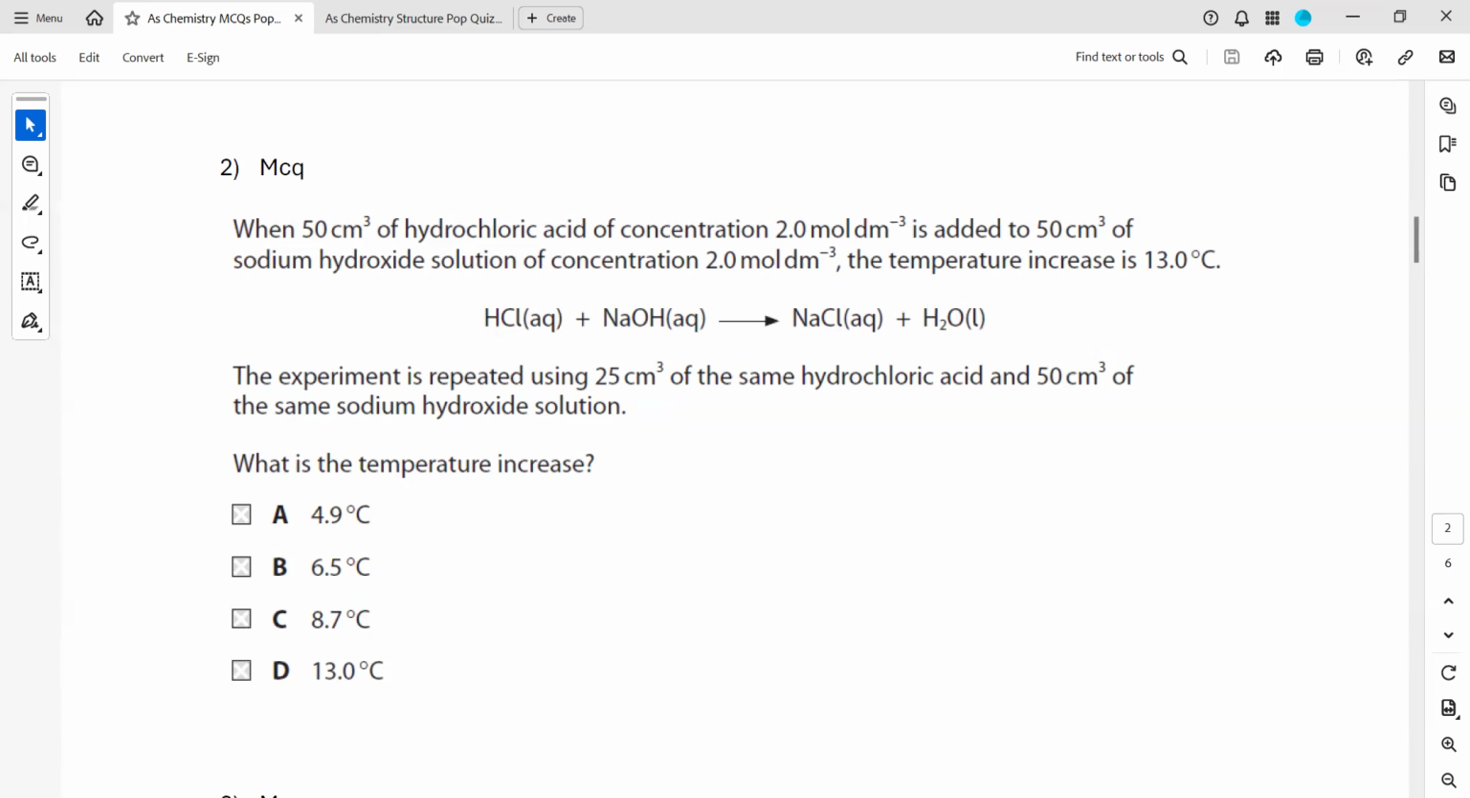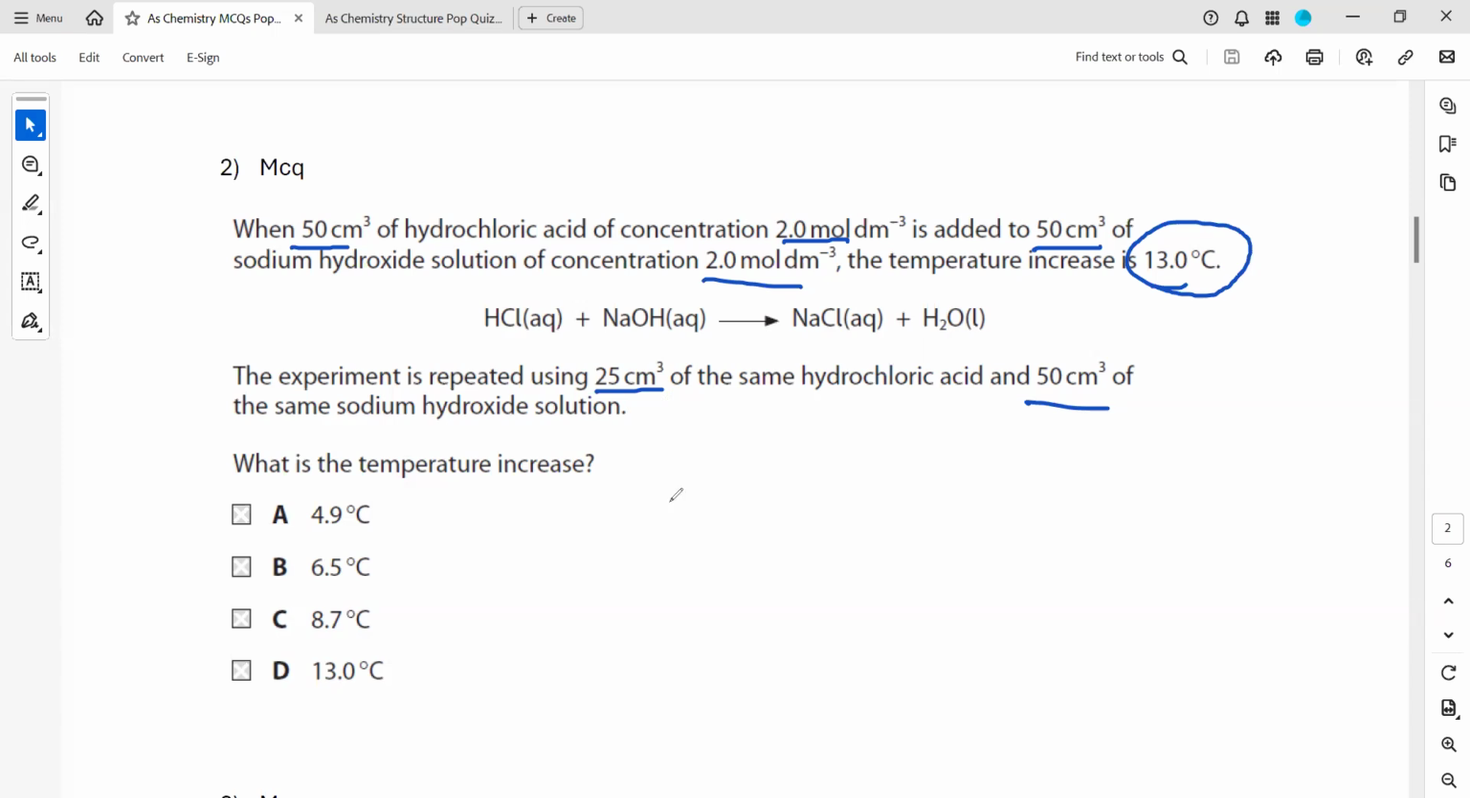Okay, in question 2, the question is: when 50 cm cube of hydrochloric acid of concentration 2 mole per dm cube is added to 50 cm cube of sodium hydroxide of concentration 2 mole per dm cube, the temperature increases by 13 degrees. The experiment was repeated using 25 cm cube of the same hydrochloric acid and 50 cm cube of sodium hydroxide solution. What is the temperature increase?